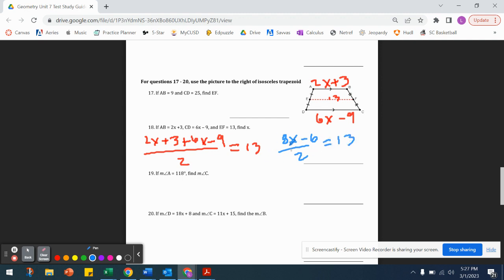You could divide these because they're both divisible by 2, but for most people, I would say just multiply this 2 on over to cancel it out. 8x minus 6 equals 26. Add that over, so I'm going to get 8x equals 32. Divide by 8, which means that x is going to equal 4. Cool. I'm going to erase this to clear up some space.